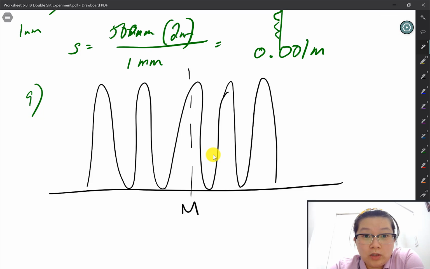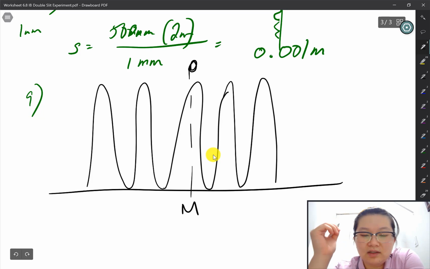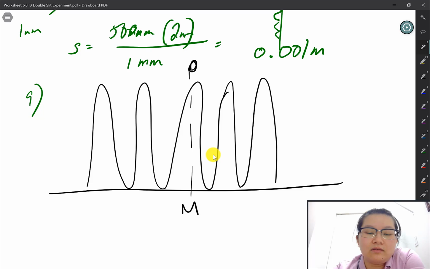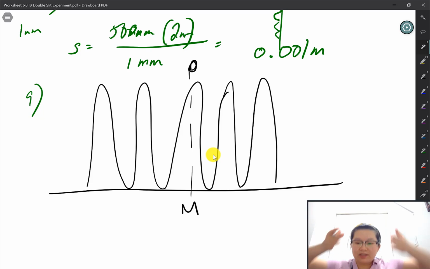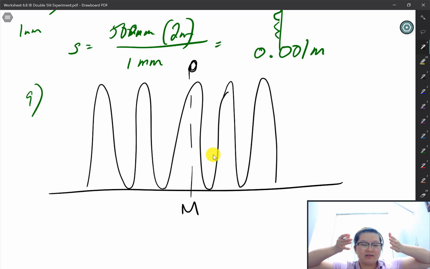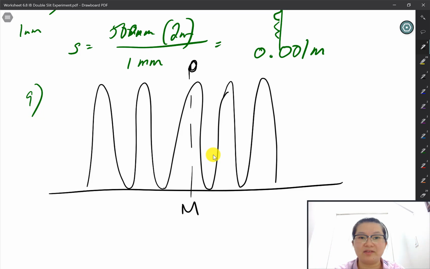When they talk about order in the question, we say that the middle has an order of 0. What that means is, think about the order as the path difference between the 2 slits to that point. So, if I have 2 point sources of light, and they're shining at this point, the path difference between these 2 light waves is going to be the same. The wavelength difference is 0.